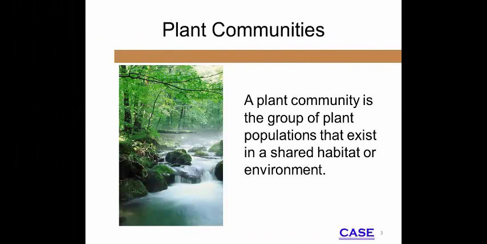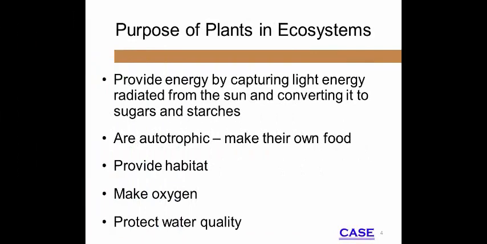A plant community is not a haphazard collection of organisms, but consists of populations of species whose tolerances match those of the environment and ecosystem in which the plant community resides. Plants are the primary producers of an ecosystem. Plants capture light energy radiated from the sun and convert it into the sugars and starches that other organisms consume for energy.